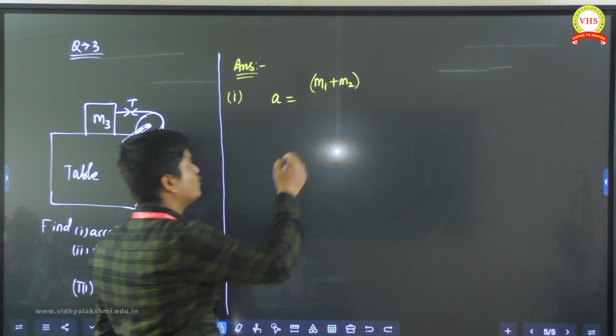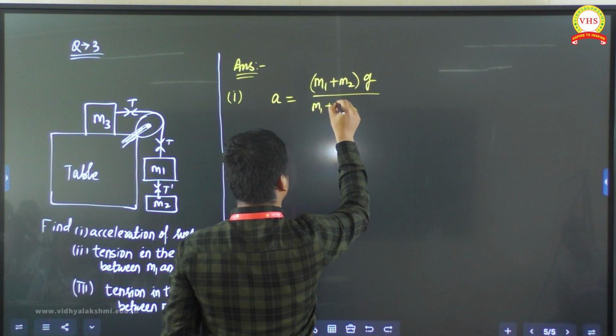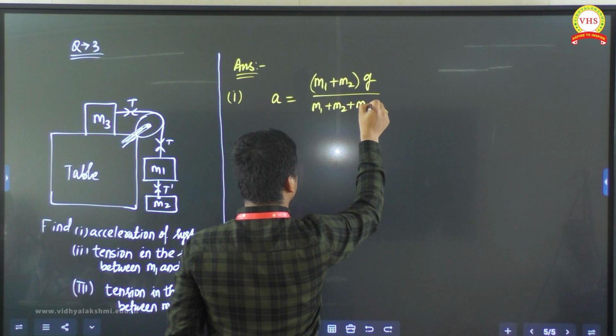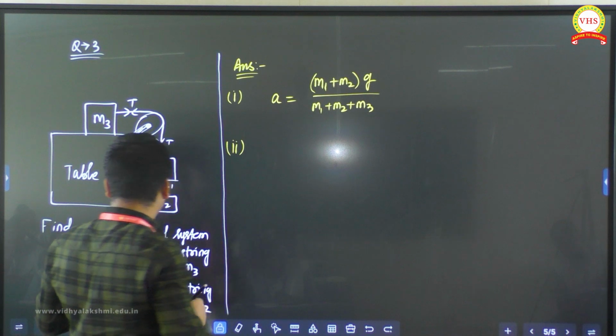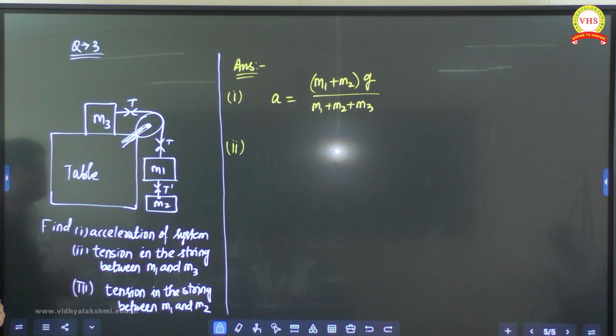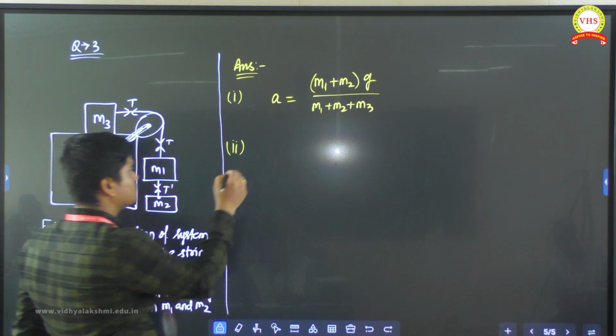M1 plus M2 into G divided by addition of all the masses, M1 plus M2 plus M3. Now second question, listen. Tension in the string between M1 and M3. See, between M1 and M3 tension is basically T.